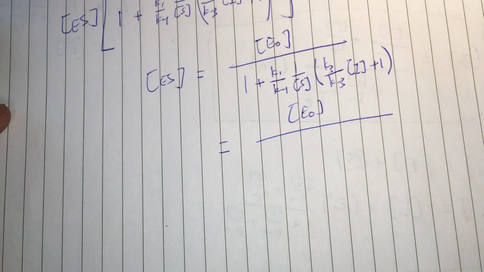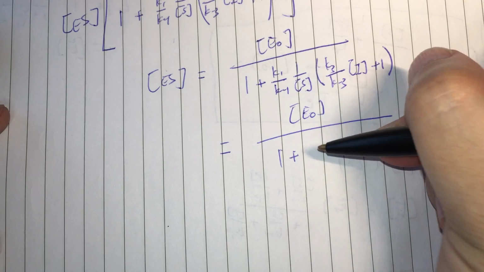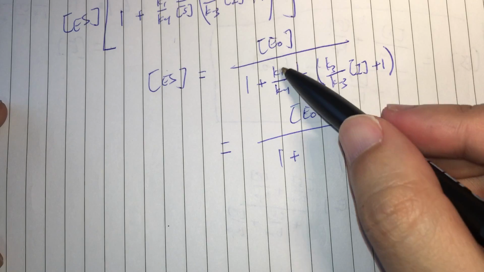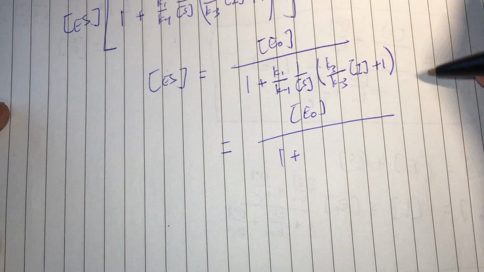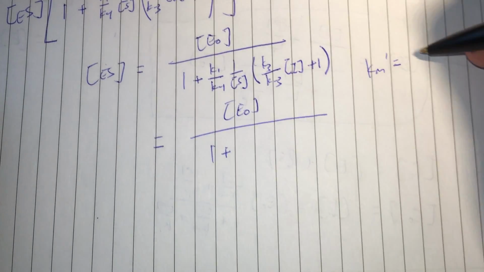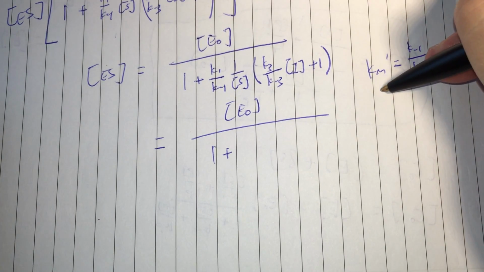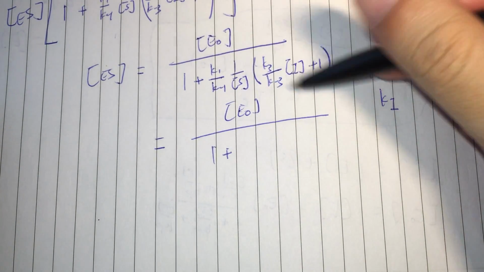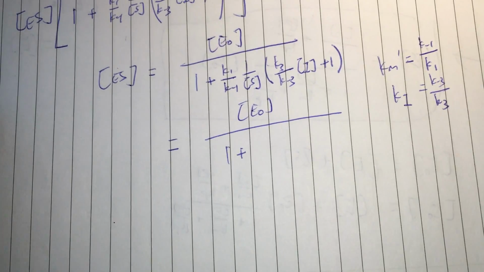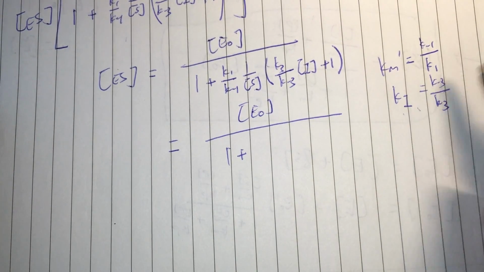Anyway, let's tidy up the denominator. So this is over 1 plus. Yeah, so the first thing to tidy is all these k values. Let's just call this Km prime. We define Km prime as k minus 1 over k1, and we will define another one for the inhibitor, Ki equals k minus 3 over k3. These are the equilibrium constants meant to help us tidy up.